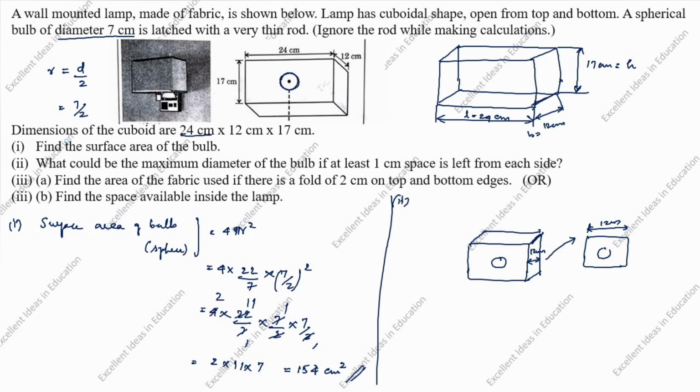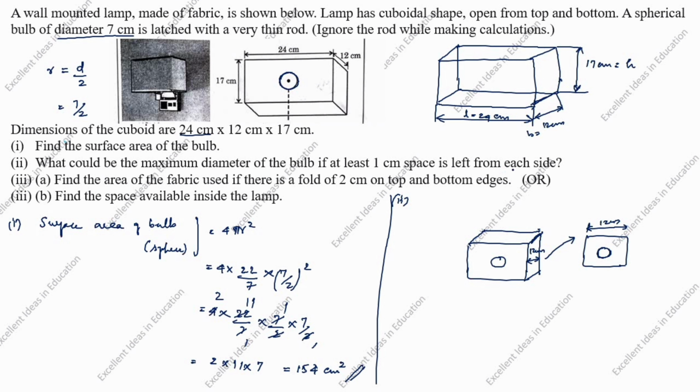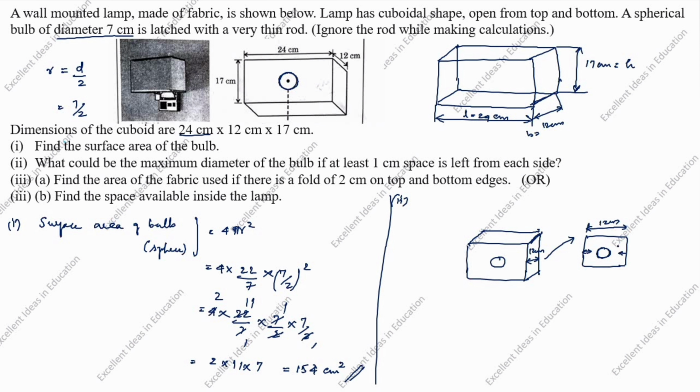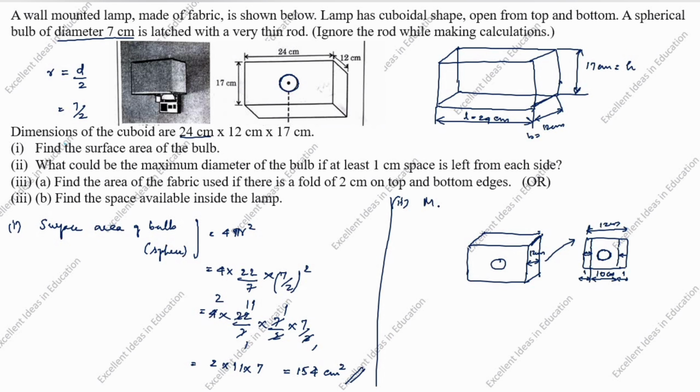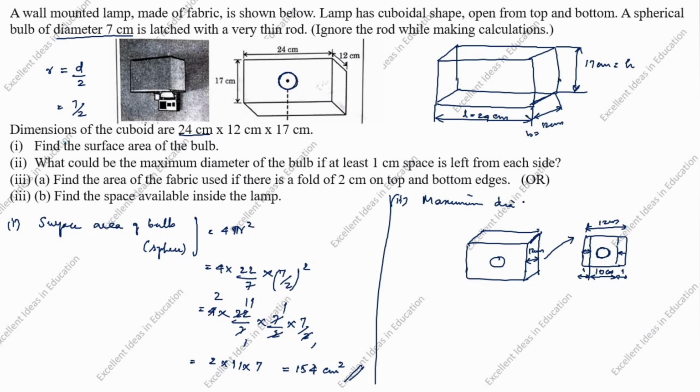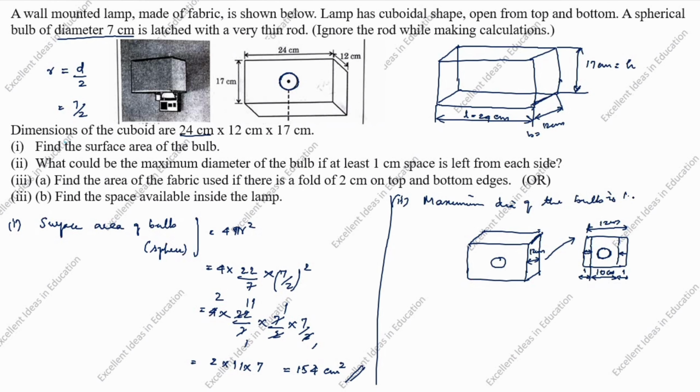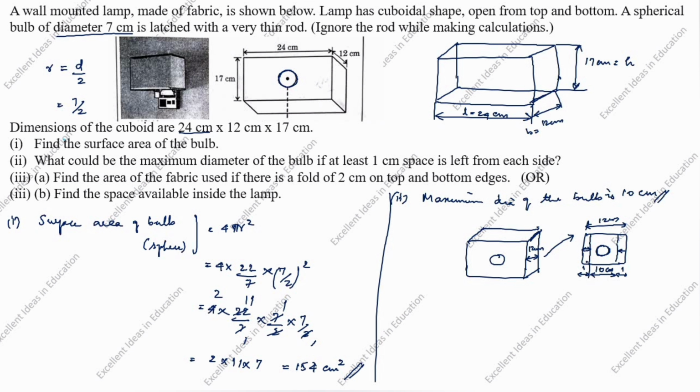So here is the circle. 1 centimeter space is left from each side. Now here is 1 centimeter, here is 1 centimeter. What could be this distance? This distance is 10 centimeter. Now the maximum diameter of the bulb is 10 centimeter. You see 1 centimeter space is left from each side. So you have to neglect this portion. So this length is now 10 centimeter.